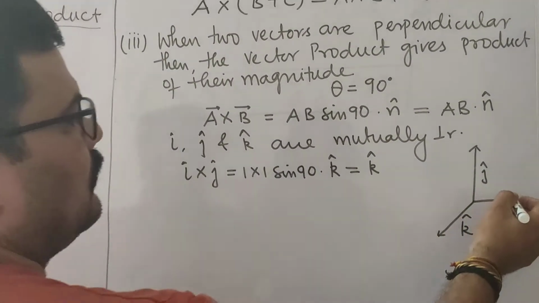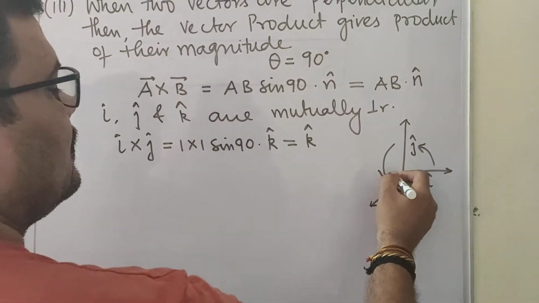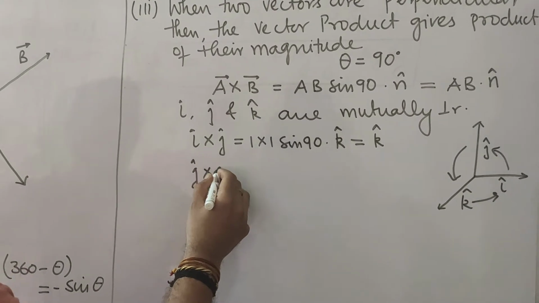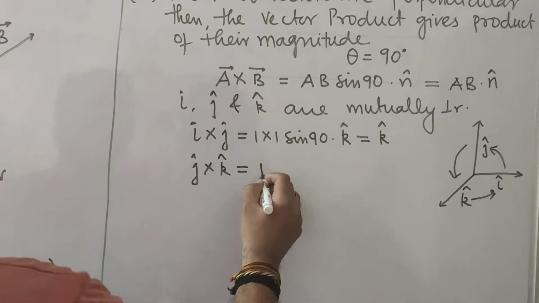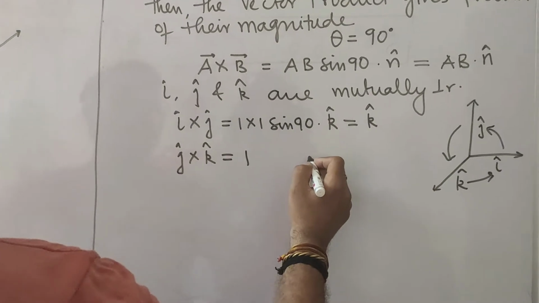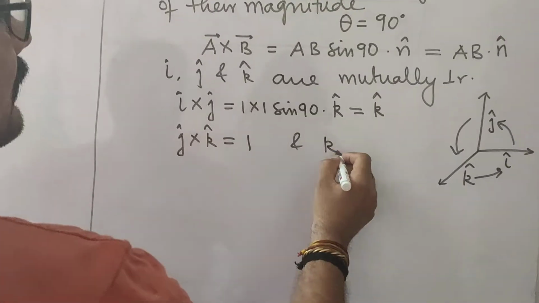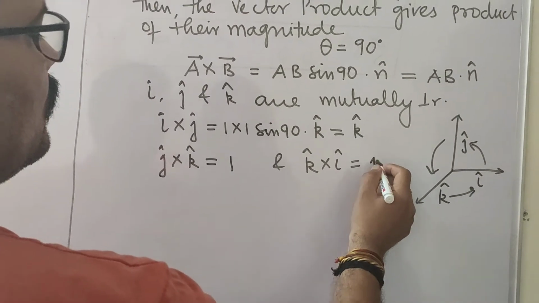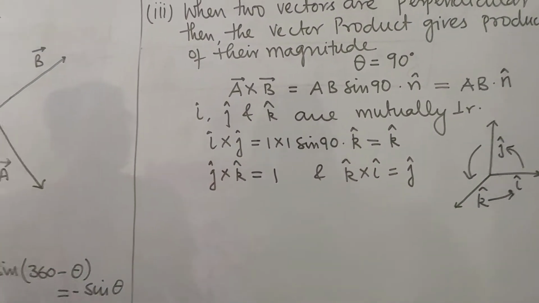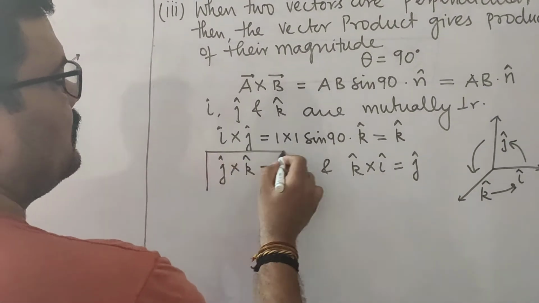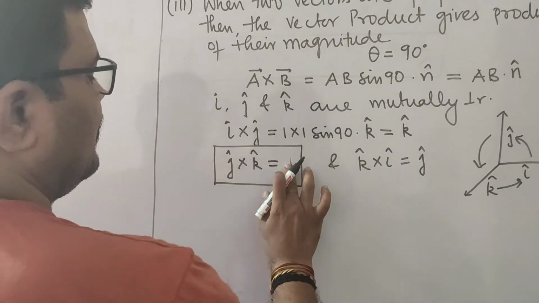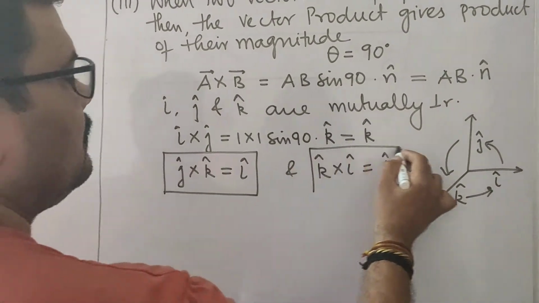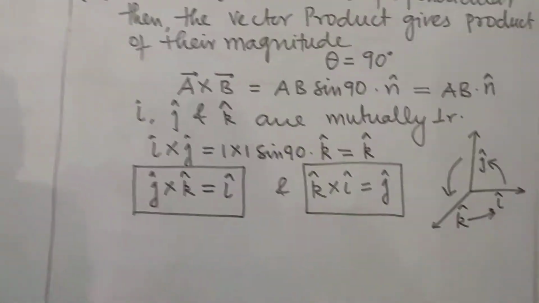Similarly, now if I move like this, then j cross k is again 1 into 1, and k cross i cap is equal to j cap. So you must notice j cross k is equal to i cap. You must know this formula.